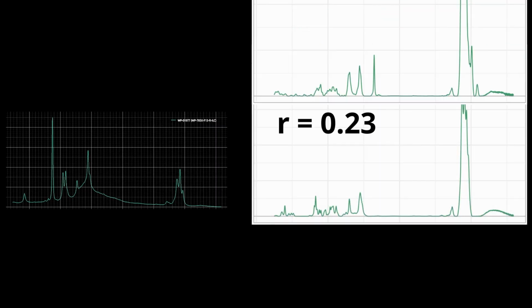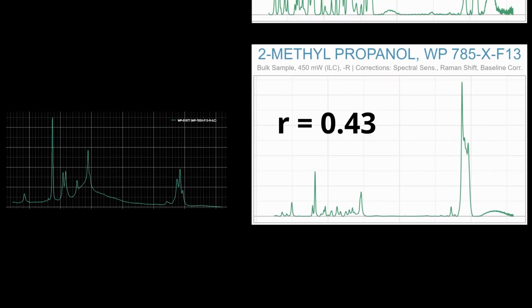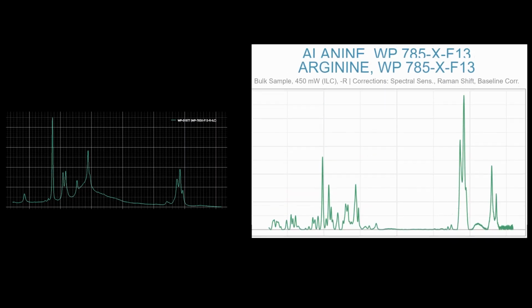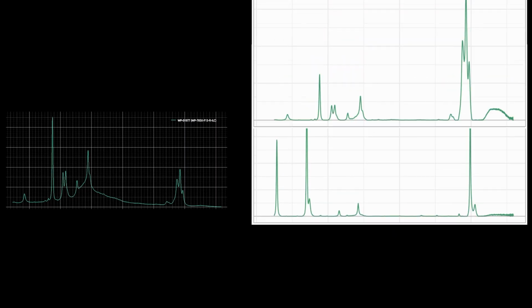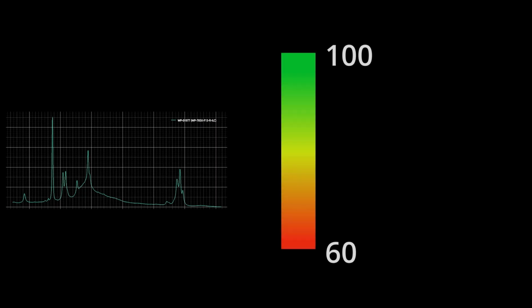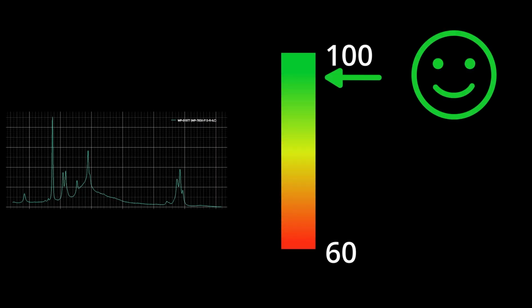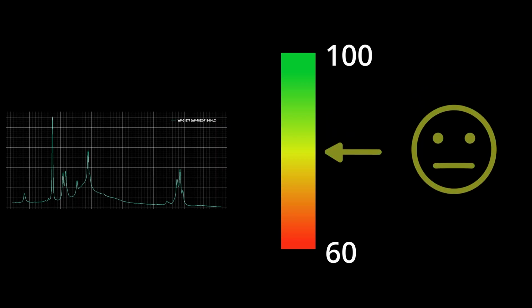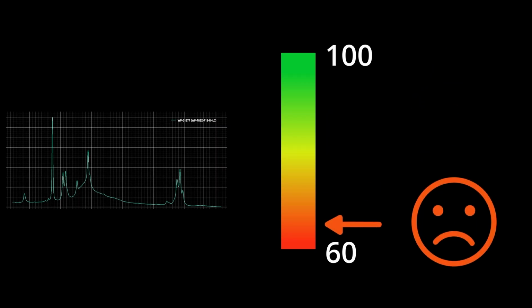To find this match, one determines the Pearson correlation coefficient between the unknown spectrum and each of the library spectra. The library spectrum with the highest correlation coefficient is considered the best match. The matching score, often also called the hit quality index, is simply this correlation coefficient multiplied by 100. Broadly speaking, scores above 95 are considered a confident match, while scores under 65 should be used with caution.